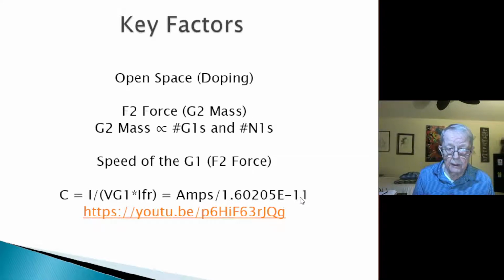1.60205 e to the minus 11th. This is amps. I will go into the units here, but it turns out that this is not an absolute constant. I did a lot of estimating of things here, thinking, well, I think this ought to be this, and this ought to be that. So this isn't a solid number, but it's a number I came up with, and it's a number I'm going to use in terms of the flows of G1s through the circuit.